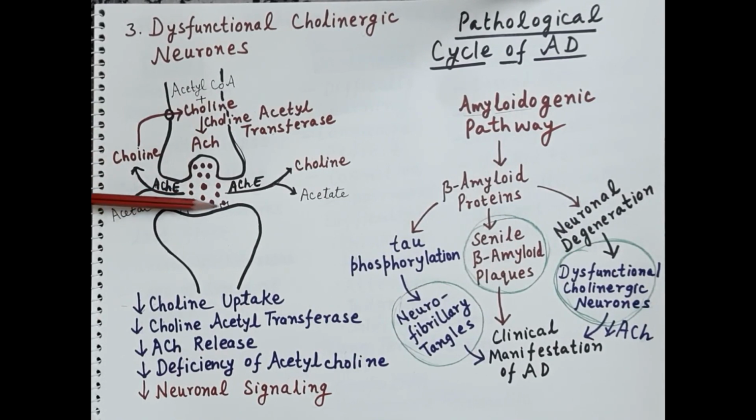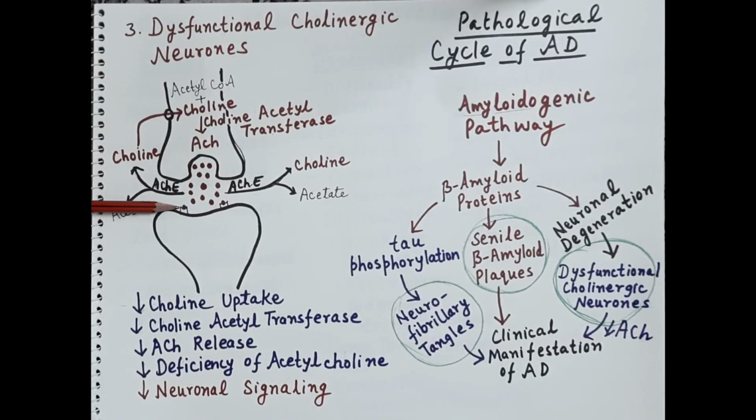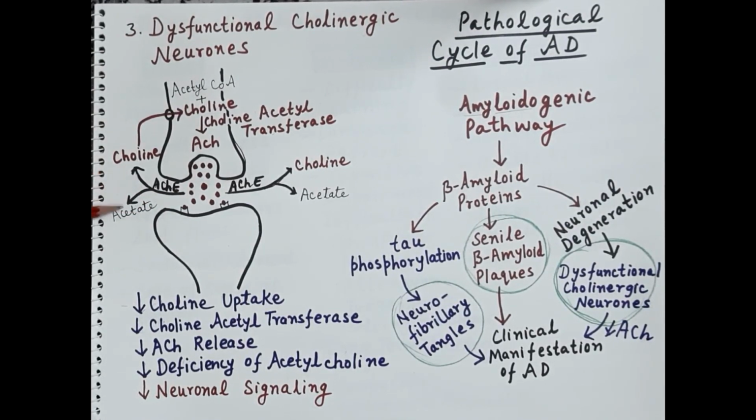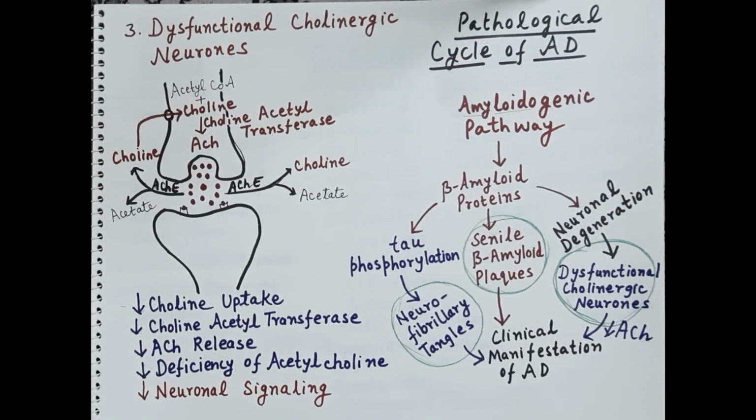Acetylcholine binds to its receptors on the post-junctional membrane and produces the post-junctional activity. After that, the action of acetylcholine is terminated by an enzyme called acetylcholinesterase. Acetylcholinesterase breaks acetylcholine into choline and acetate. Choline is not disposed of from the body, but it is taken back by the cholinergic neurons.